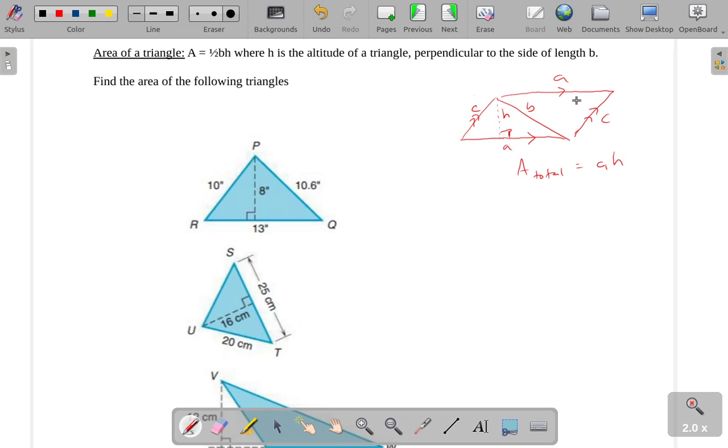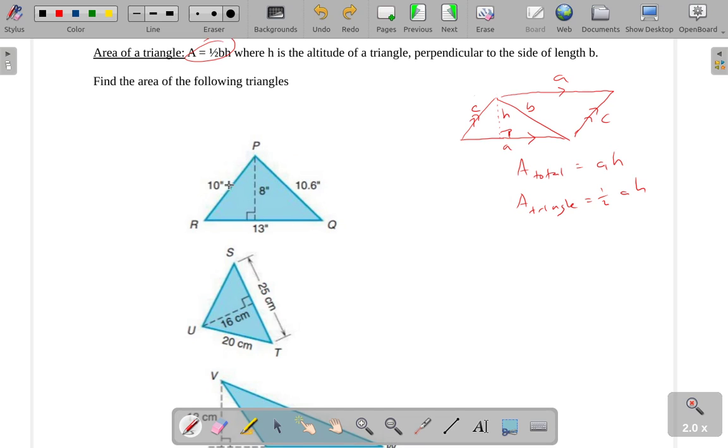So that's the area of the total thing, but of course this is two triangles, so the area of the triangle would be 1/2 of this, or that divided by 2. That's where we get area equals 1/2 times base times height. If we duplicate the triangle, we end up with two triangles making a parallelogram, and then we divide that by 2. In any case, let's find the area of the following triangles.